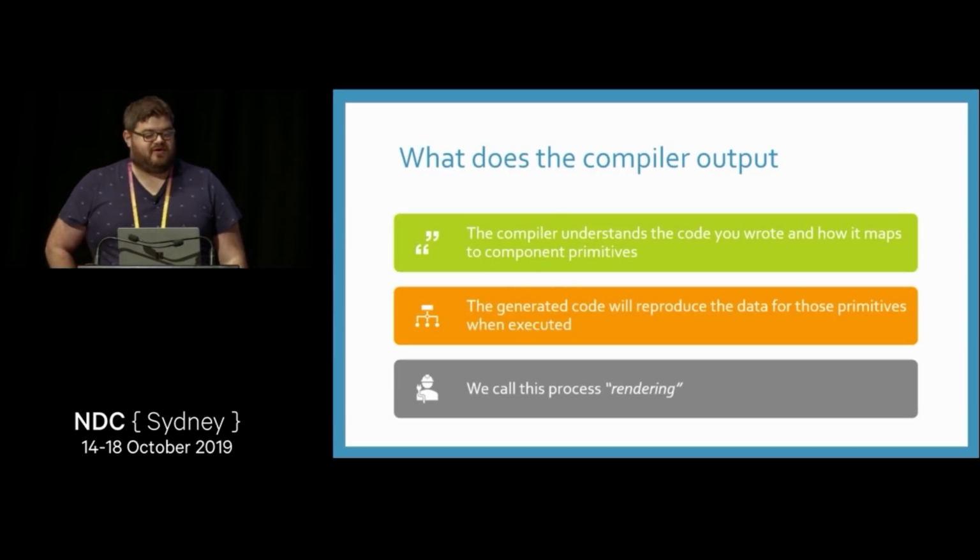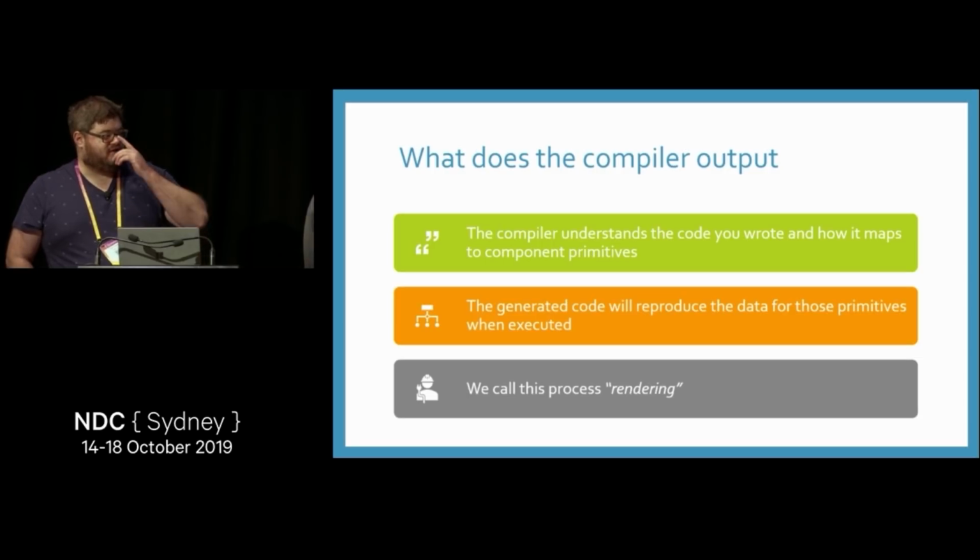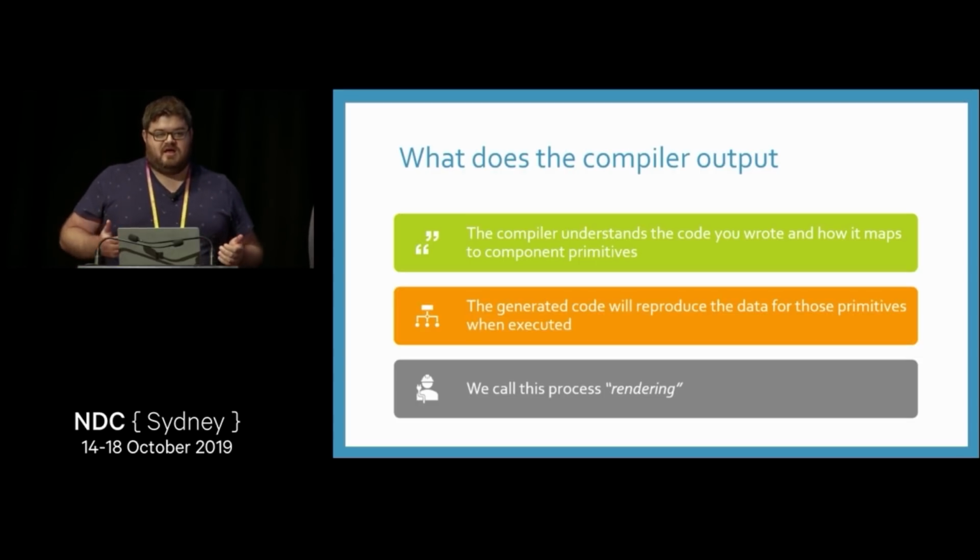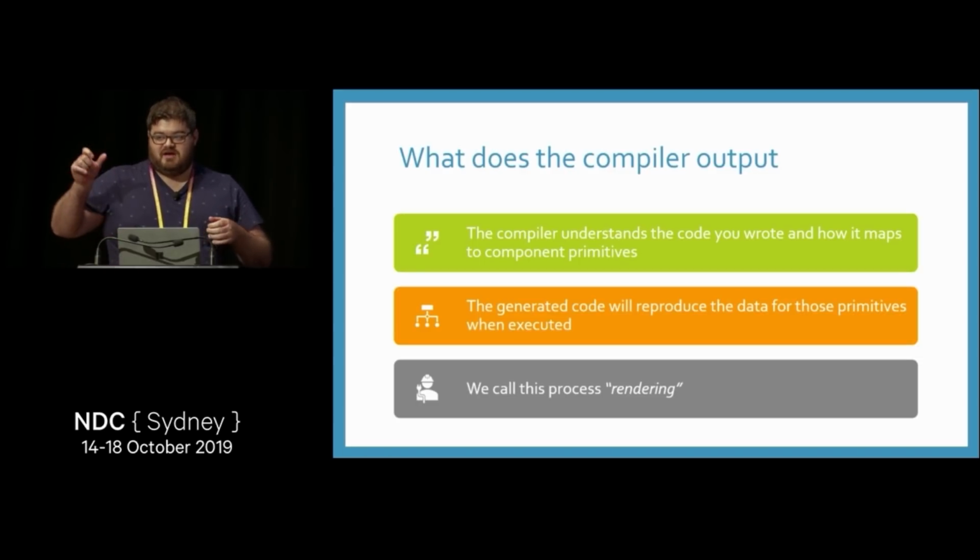So the job of the compiler is basically to understand the code you wrote and turn all of that structure into those 4 primitives. The generated code, when it's executed, which is the thing that we just looked at, is going to produce a data structure that primarily contains those 4 primitives. So if you think about what's going to be in there, it's going to be the fact that it's an element and the element name, the fact that it's a component and the component type, the fact that it's an attribute and its name and value. And we call this process rendering.